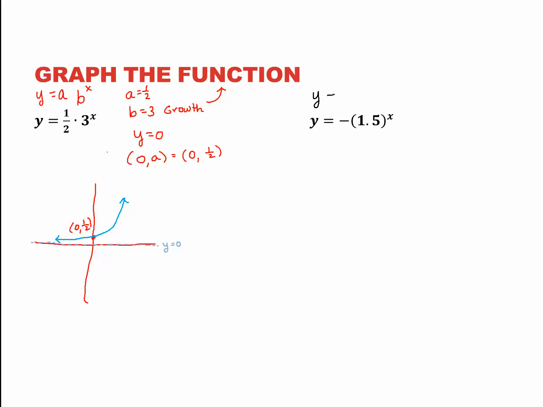If you look at this one, this is y equals a b to the x. So a is -1 and b is 1.5, because b is the base. B is the one with the exponent. And the fact that b is greater than 1 tells you that it's growth, but the fact that a is negative tells you that it's reflected. All right, so growth looks like this. Reflected growth looks like this. So our graph is going to look like this below that asymptote.